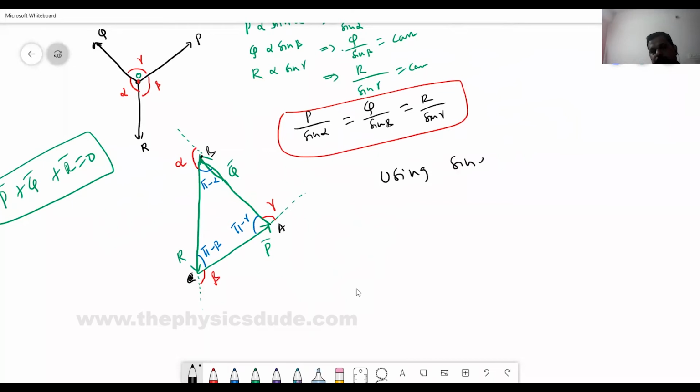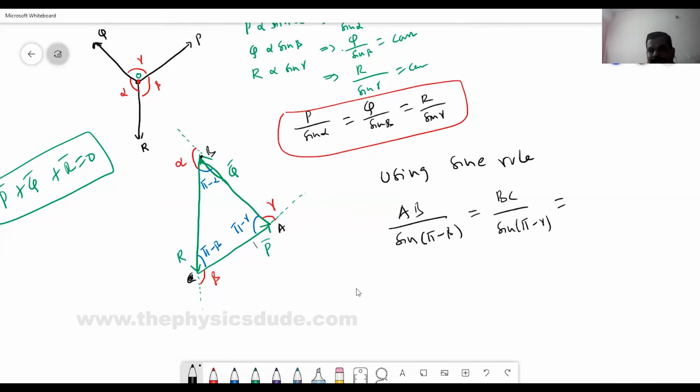Using the sine rule. The sine rule says the ratio of any side to the sine of the angle opposite it is a constant. That means if I take the side AB, I need to take this angle, so AB upon sine of pi minus beta is equal to, if I take the side BC, what is the opposite angle? Sine of pi minus gamma.